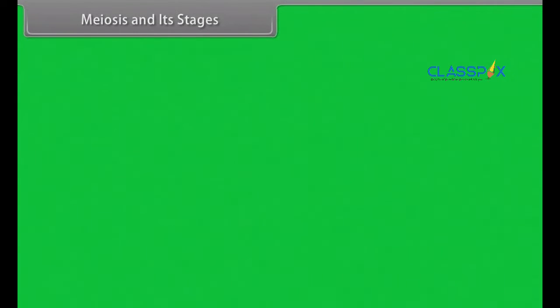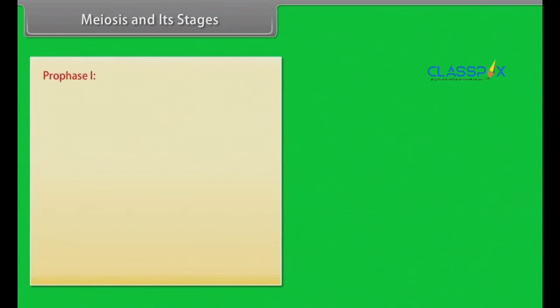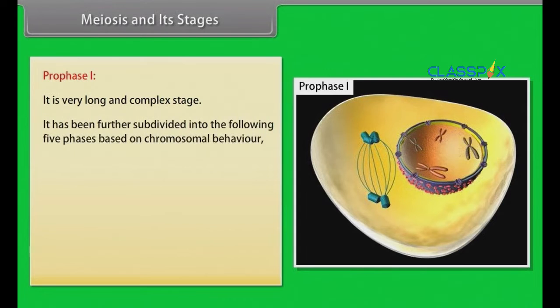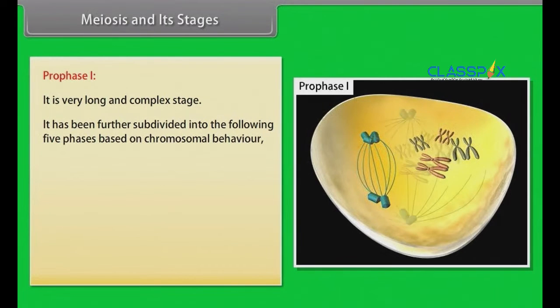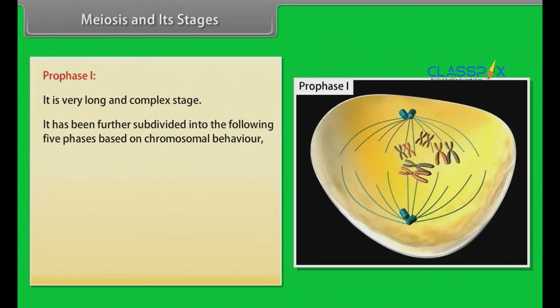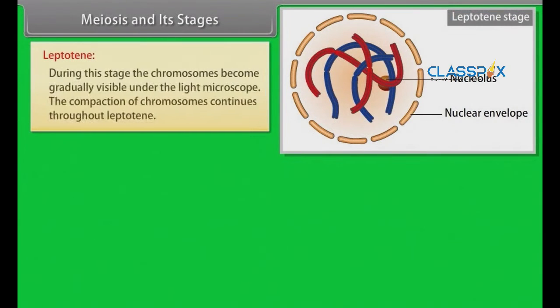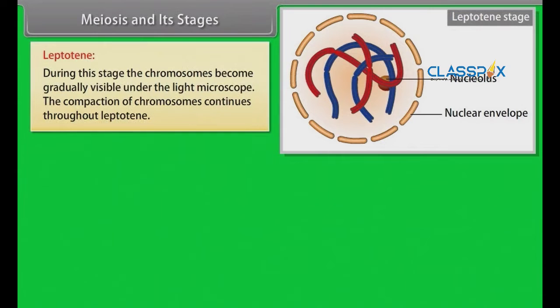The first stage of meiosis I is prophase I. It is very long and more complex in comparison to the prophase stage of mitosis. It has been further subdivided into the following 5 phases based on chromosomal behavior, that is leptotene, zygotene, pachytene, diplotene, and diakinesis. During the leptotene stage, the chromosomes become gradually visible under the light microscope. The compaction of chromosomes continues throughout leptotene.